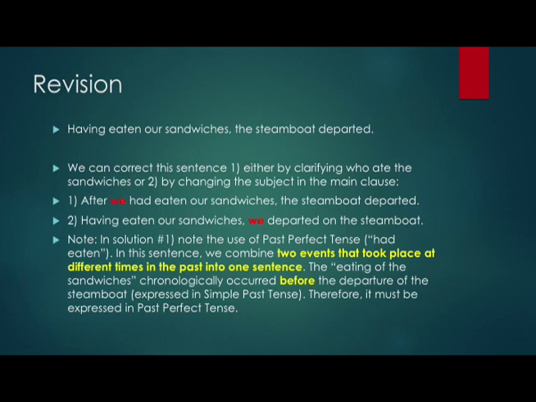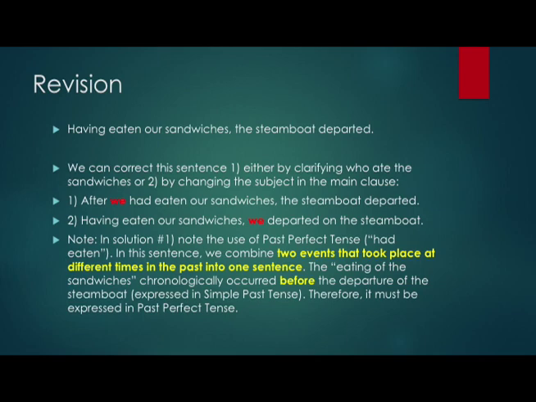Now, the other thing I would like to draw your attention to in number 1 is the use of the past perfect tense after we had eaten our sandwiches. What's happening here is we have two events in the past that took place at different times chronologically. First, we ate our sandwiches, then the steamboat departed, or we departed on the steamboat. If we break this up into two separate sentences, each of the sentences can be in the simple past tense. First, we did this, and then we did that.